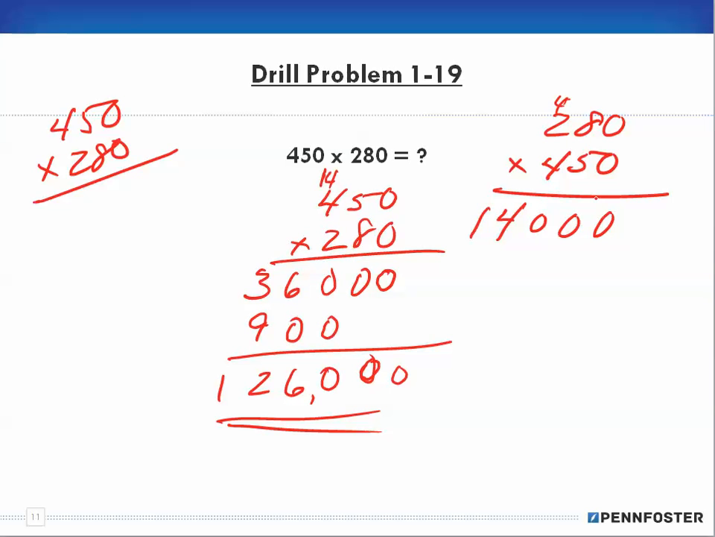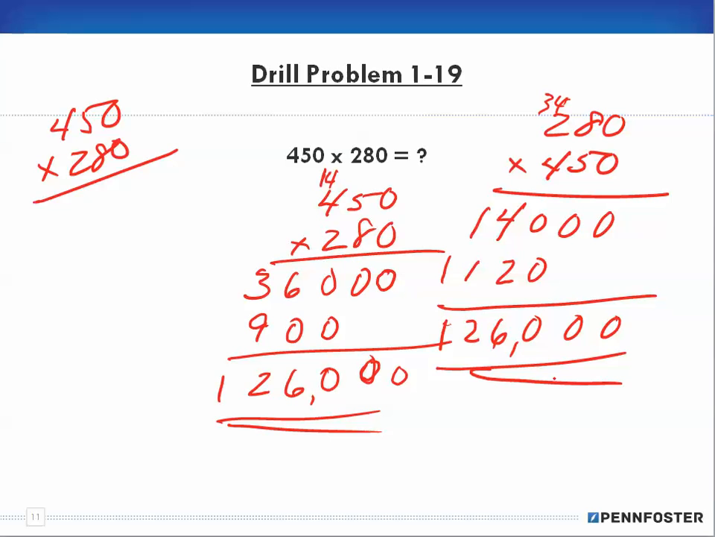Okay, under the hundredths, 4 times 0 is 0. 4 times 8 is 32, carry my 3. 4 times 2 is 8, plus 3 is 11. When I add them all up, 0, 0, 0. 4 and 2 is 6. 1 and 1 is 2. Bring down the 1. I end up with 126,000 again.